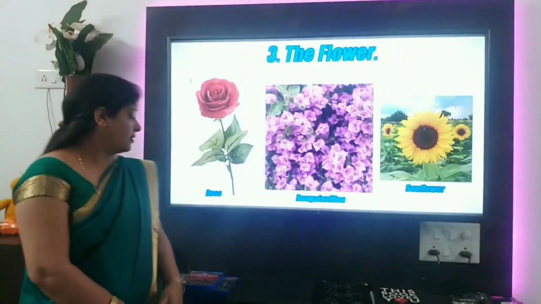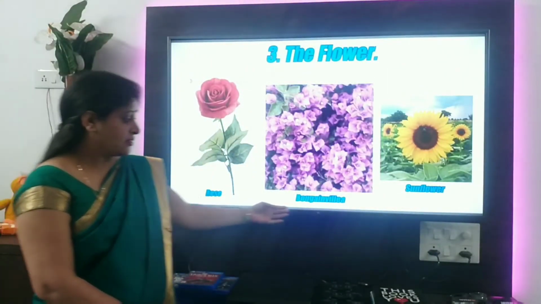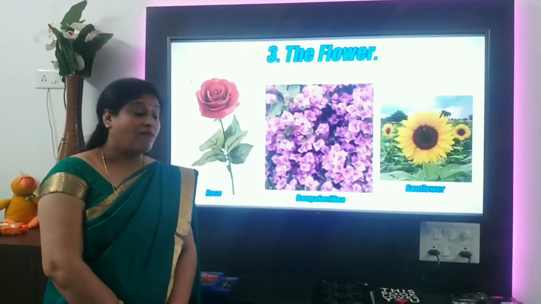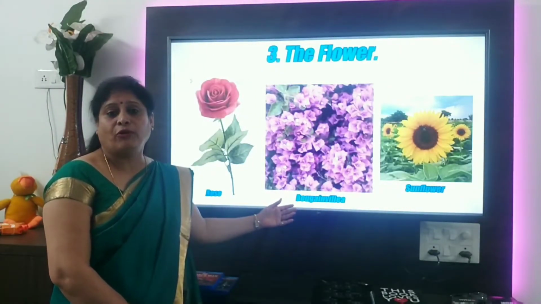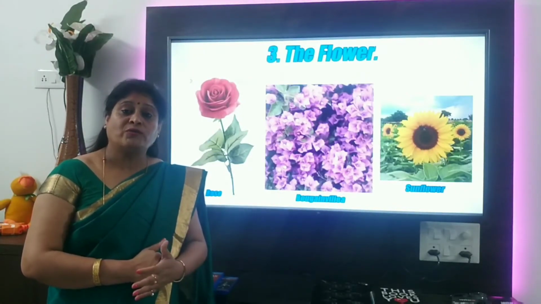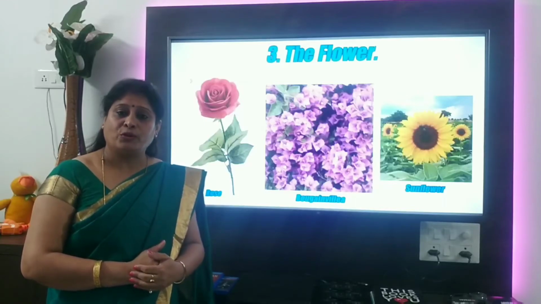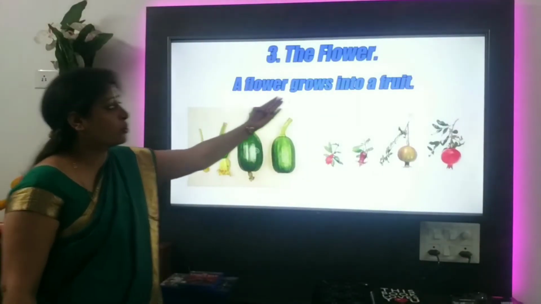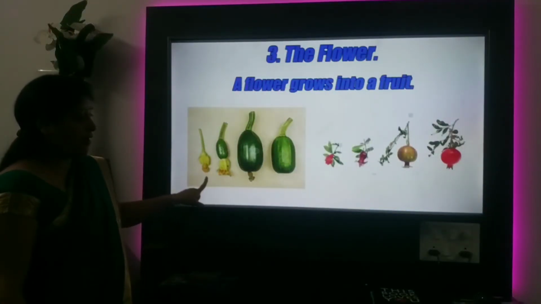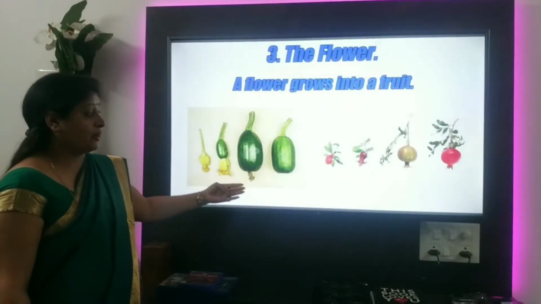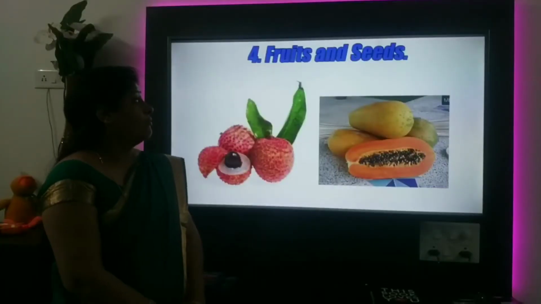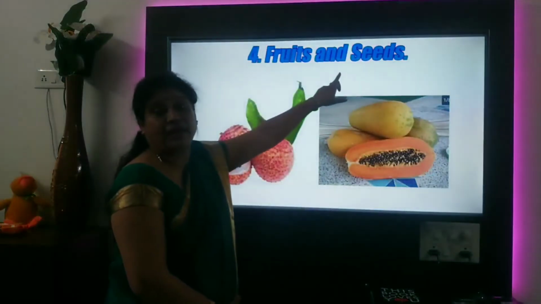Children, you can see here, this is rose, this is bougainvillea, this is sunflower. Children, the flower is the most beautiful part of the plant. Do you know that most flowers grow into fruits? You can see here a flower grows into a fruit. You can see here, this is a flower, and after some days it will convert into fruit. You can see here also. Now we learn about fruits and seeds.